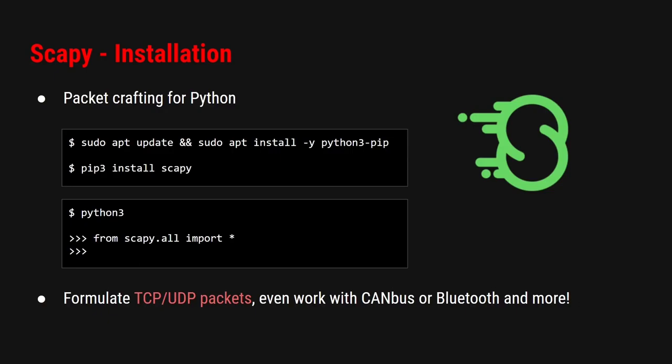It's easy to install. I'm showcasing some commands here. I'm assuming a Debian-based distribution, maybe Ubuntu, so you'll do a little sudo apt update and install pip, that handy Python package manager. And let's use pip install scapy.